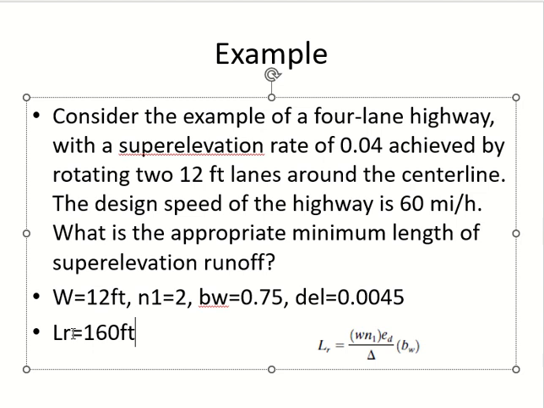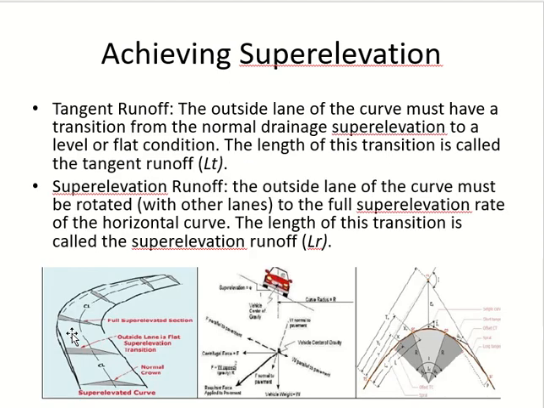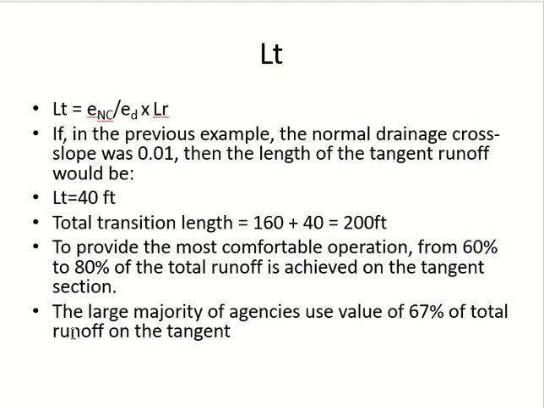Clear? Okay. So this is, as I told you, the second part of the super elevation achievement. Going from 0 to 4% super elevation, this one is called the tangent runoff, represented with LT. And this is how we calculate LT. You can notice here, I need LR, the super elevation runoff. That's why we calculated LR first.